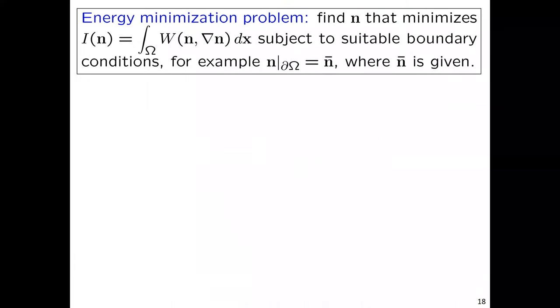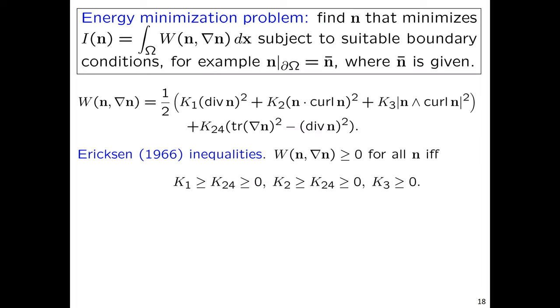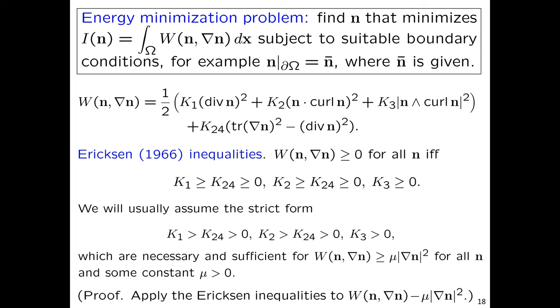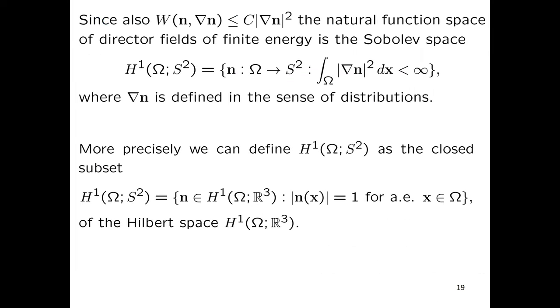Okay, this is the minimization problem. We want to minimize the integral subject to boundary conditions. And there were these Ericksen inequalities that kept the W bounded below, non-negative. And this was the function space we would use, H1, with H1 maps from the region omega to the sphere, because it's a unit vector.